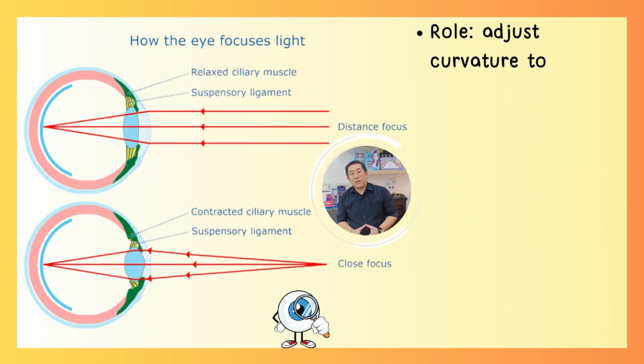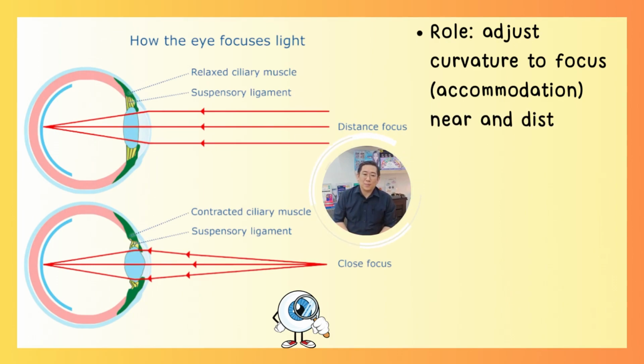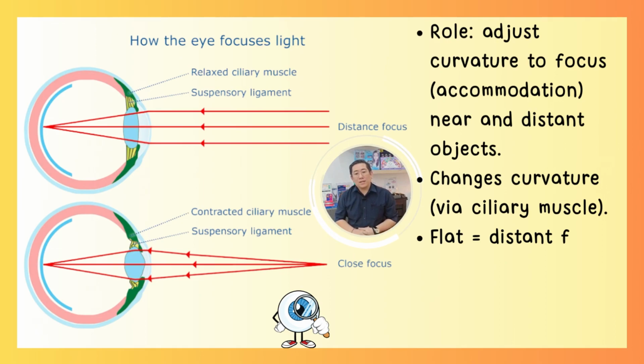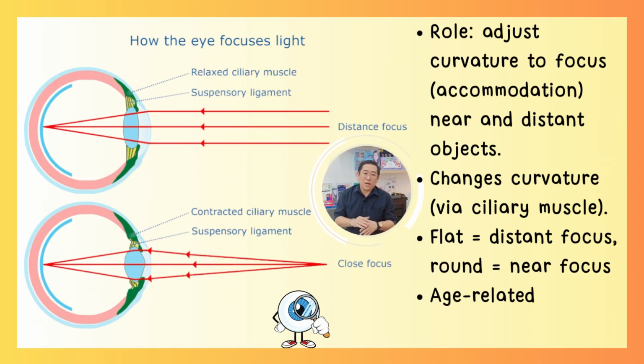While the cornea provides most of the focusing power, the lens is responsible for fine adjustments. It can change its curvature through the action of the ciliary muscles, a process known as accommodation. When we look at a distant object, the lens flattens. When we look at a near object, the lens becomes rounder, increasing its power. With age, the lens loses elasticity, leading to presbyopia, a common condition where near vision becomes difficult.